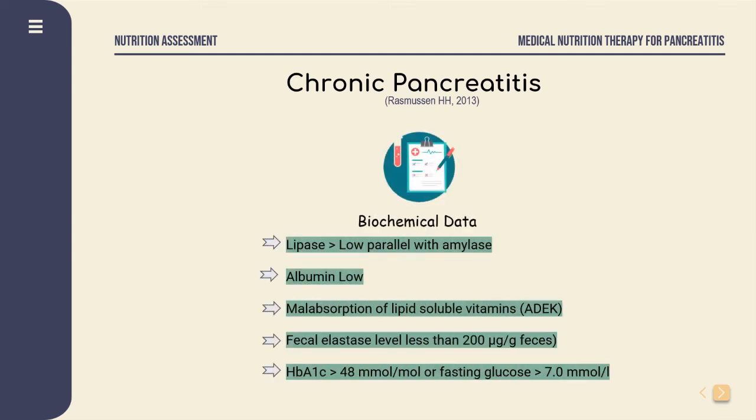For the biochemical data of chronic pancreatitis, lipase is low in parallel with amylase, there is low albumin, malabsorption of lipid-soluble vitamins, and exocrine pancreatic insufficiency, which is a fecal elastase level less than 200 microgram per gram feces. And last one, endocrine pancreatic insufficiency, which is an HbA1c more than 48 millimole per mole or fasting glucose more than 7 millimole per liter.